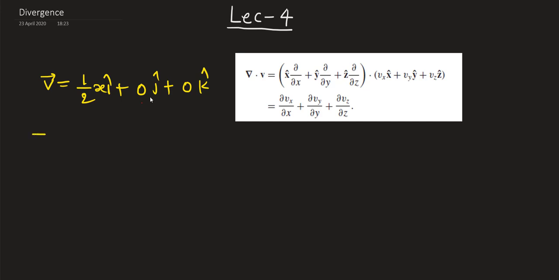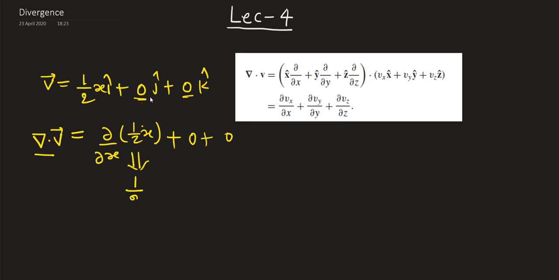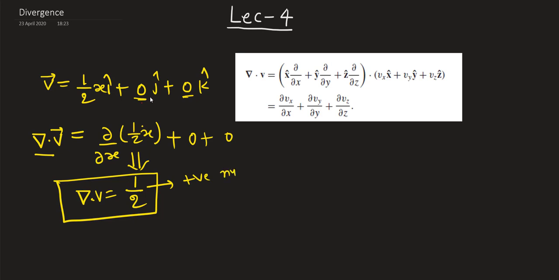So let's first calculate the divergence mathematically, then we will get the intuition behind it. When you calculate del dot V, which is what we call divergence, you will simply be differentiating partially with respect to x the x component of this vector function, plus there is no y and z component, so those would be 0. When you solve this you will get divergence as 1/2, and this is a positive number.